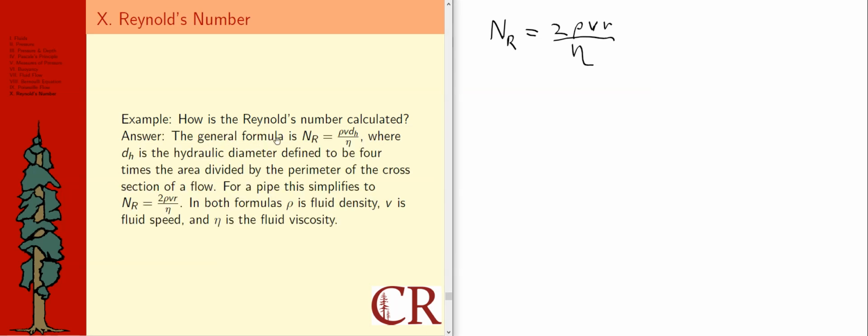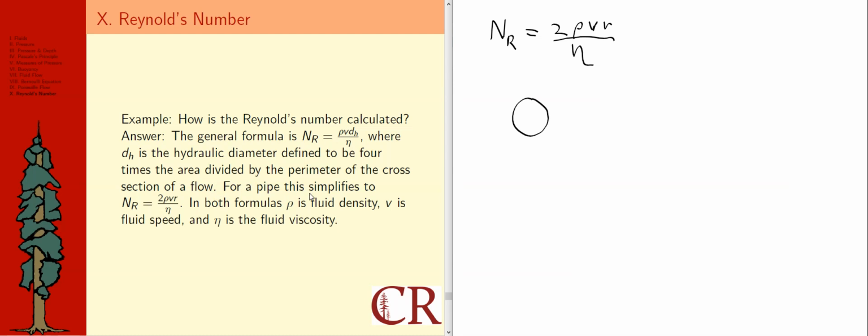Now, it does mention here the general formula where d_H is a hydraulic diameter, which is defined to be 4 times the area divided by the perimeter of the cross section of a flow. Let's check that out. So if we're talking about a pipe, right? Let me try to draw a circle here, which could be dangerous because when I draw them on the fly, they usually turn out horrible.